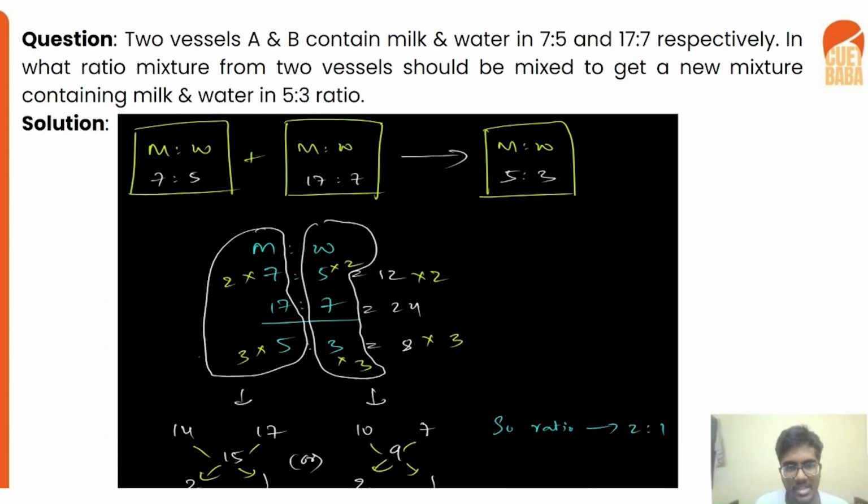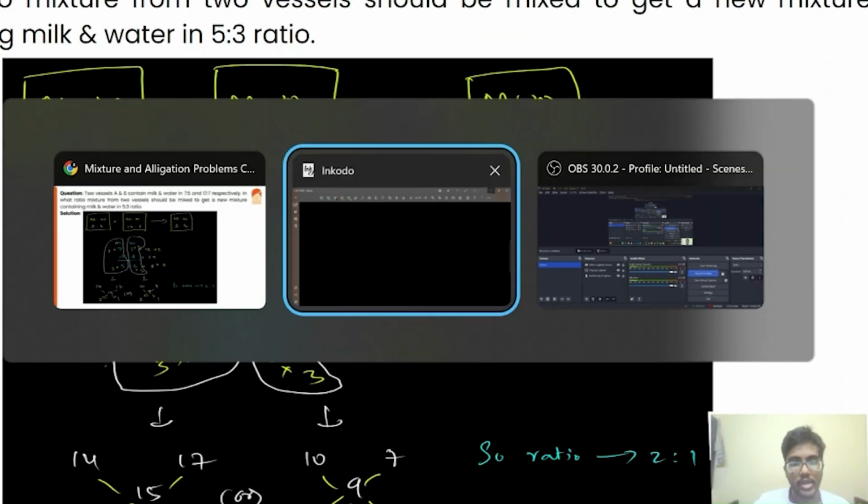So coming to the last question. Two vessels A and B contain milk and water in 7:5 ratio and 17:7 respectively. In what ratio should the mixtures from the two vessels be mixed to get a new mixture containing milk and water in the ratio of 5:3? Now we have got the final ratio, that is 5:3. Now you need to figure out in what ratio you are going to mix the first container and the second container. So how are you going to solve this question?